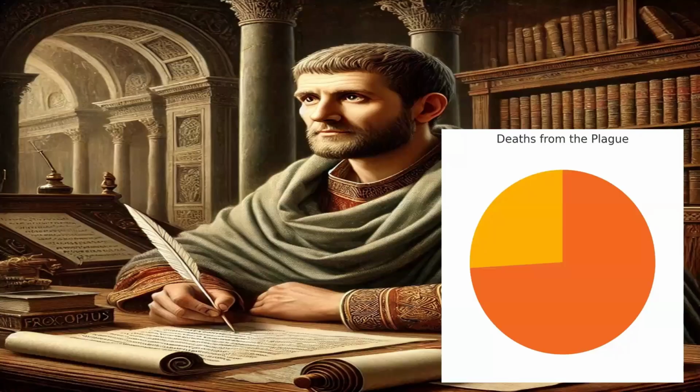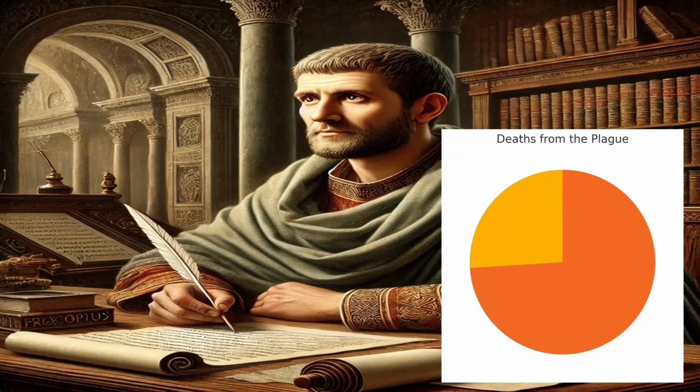Contemporary accounts, such as those of the historian Procopius, describe the symptoms of the plague in harrowing detail. Infected individuals often experienced sudden fever, chills, headaches, swollen and painful lymph nodes, vomiting, and delirium. Death could occur within days, and in severe outbreaks, mortality rates in affected areas were estimated to reach a staggering 40 to 60%.